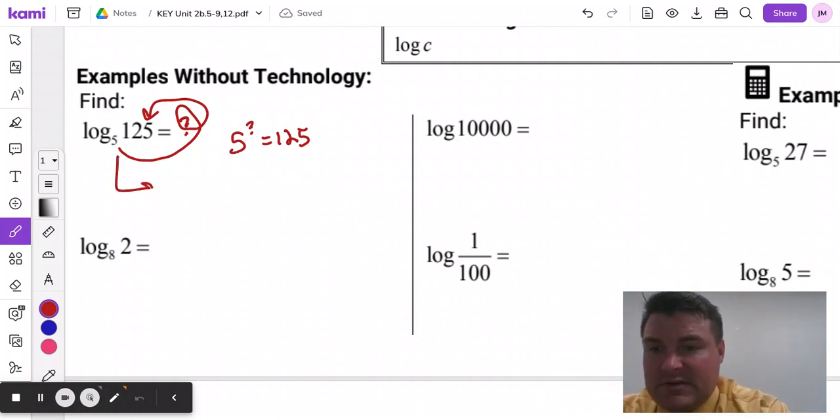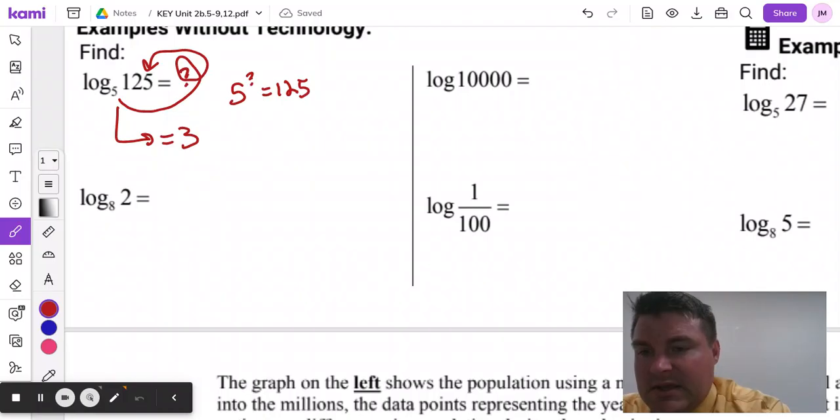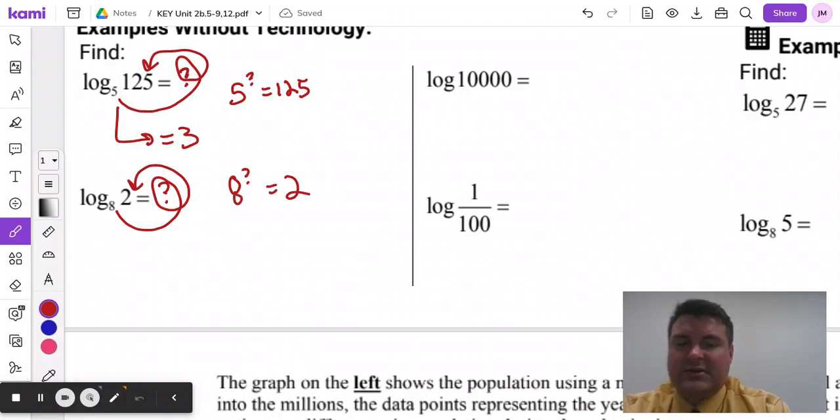So this equals 3. I do the same thing for the one right below it. It equals question mark. 8 to the what gives me 2? I have to think. If I'm going smaller, I need the question mark there to be less than 1. So 8 to the what? Now, if I don't know it, I'm lost.